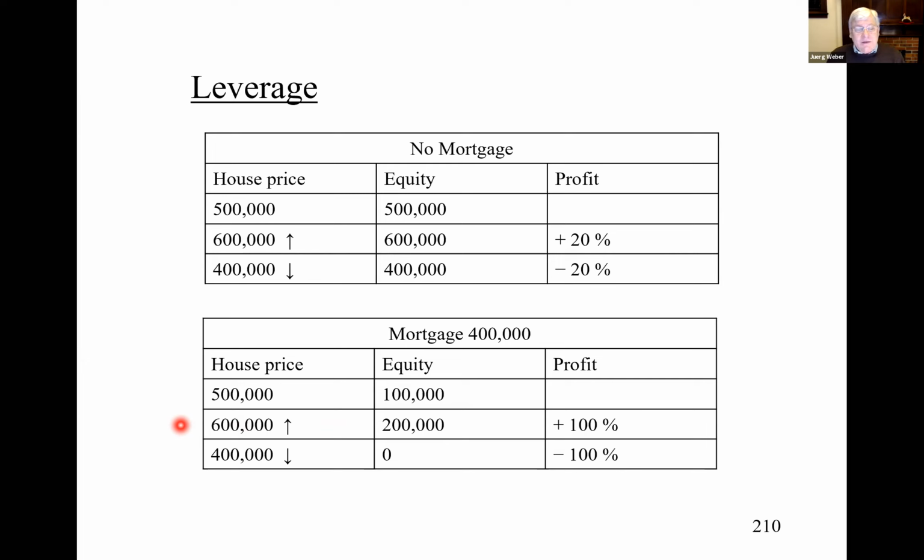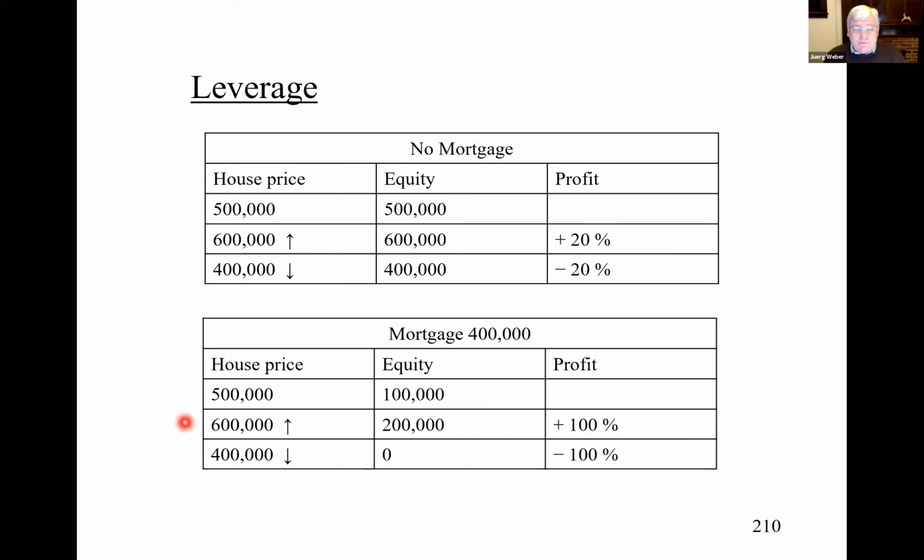So that's why people like to borrow money in the financial markets. They like this leverage. That's called the leverage. You see, you get leverage through borrowing, through the mortgage. So your capital profit is now 100%, not just 20%, for the same increase in the house price.